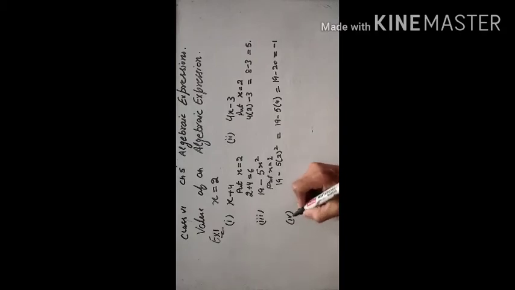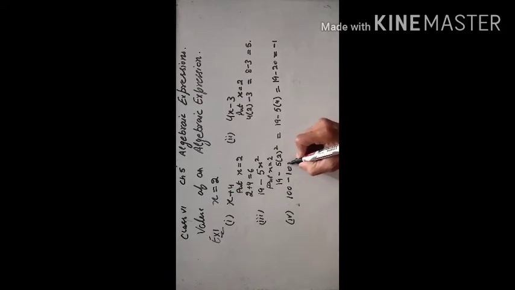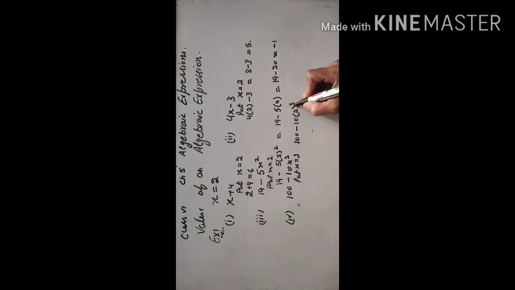Fourth part is 100 minus 10 x cube. Now put x is equal to 2, that is 100 minus 10 into 2 cube. 2 cube means 8, so that is 100 minus 80, is equal to 20. So the value of this expression for x is equal to 2 is 20.